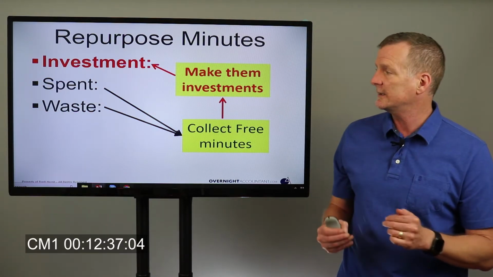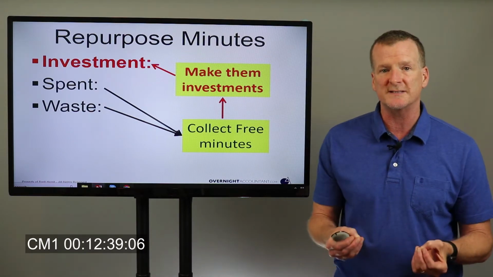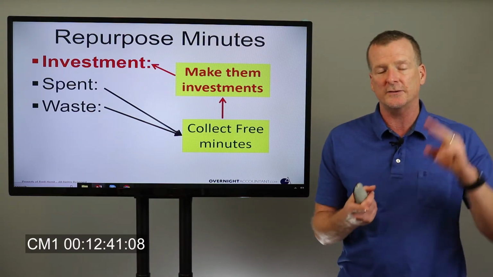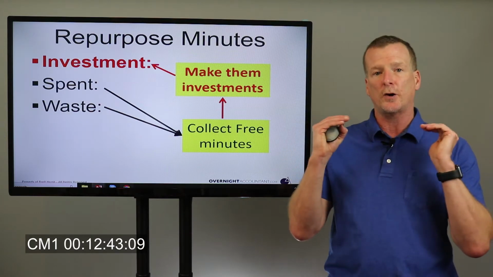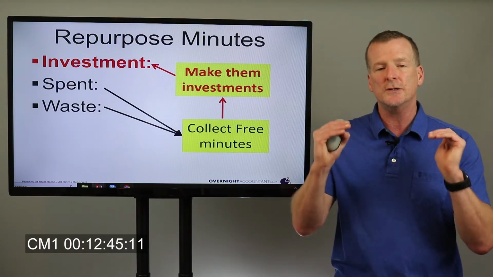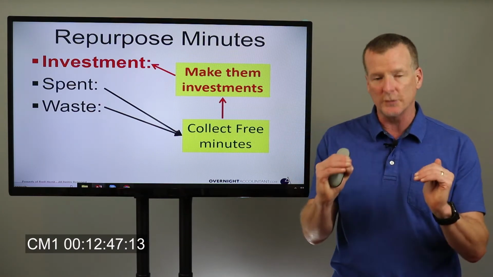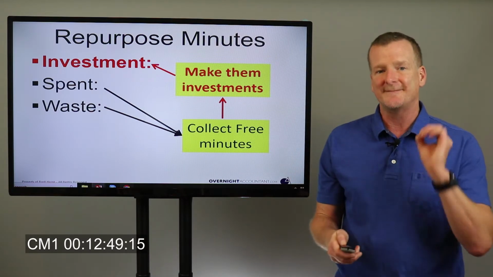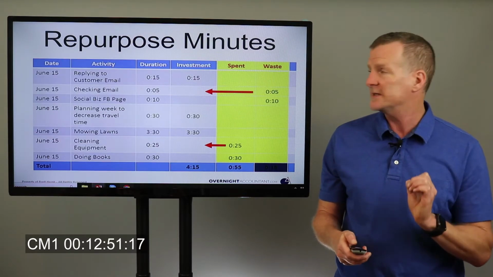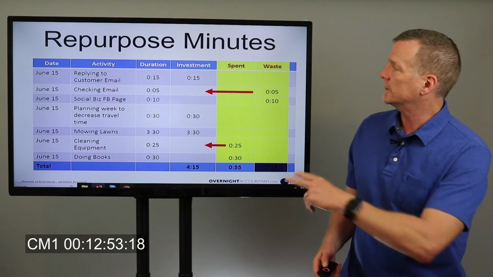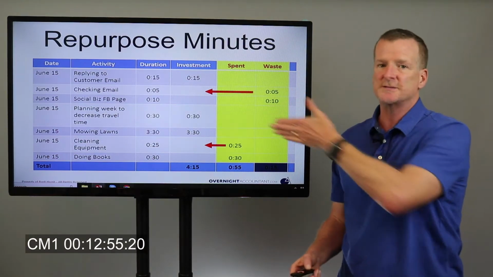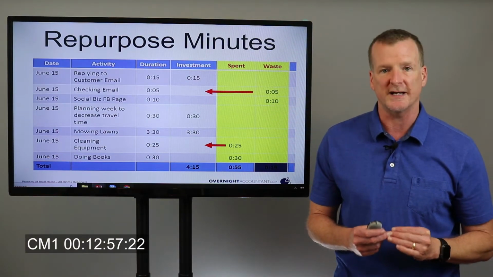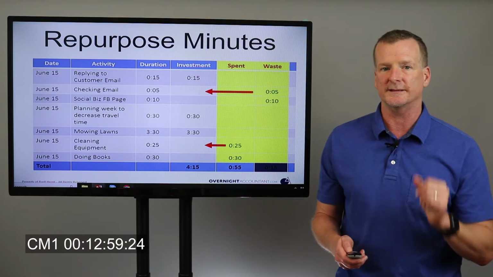So you're taking those minutes, you're repurposing those minutes, and you're going to make them make current customers happy, get new customers, generate a profit. That's what I call the golden rule of business. Spend your minutes making current customers happy, getting new customers, generating a profit. That's what we mean by repurposing our business. We're taking our spent minutes and wasted minutes, making them investments. That's really cool.